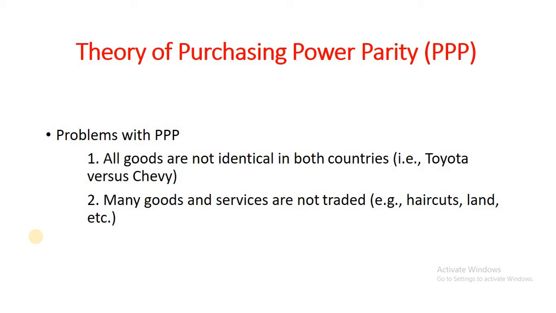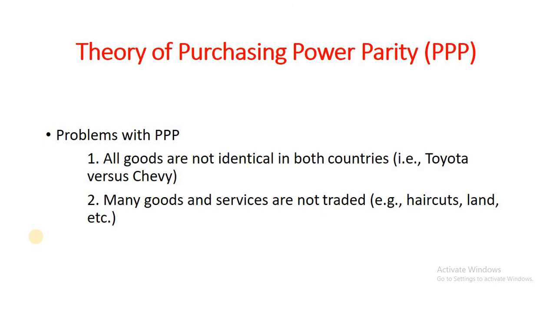First of all, goods are not identical in both countries. For example, Toyota and Mercedes both are cars, but these two cars are different. Their prices are different. Definitely, Mercedes-Benz is also a car, Toyota is a car, but their quality is different. Therefore, price of these two cars are also different. So we should not say that Toyota and Mercedes-Benz are identical.